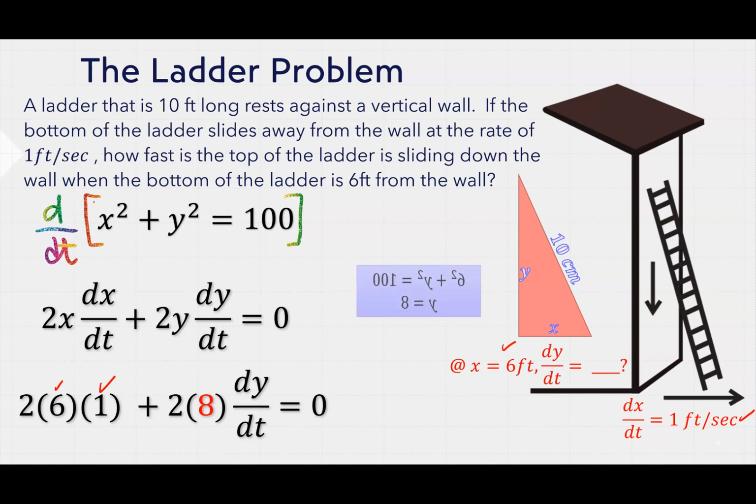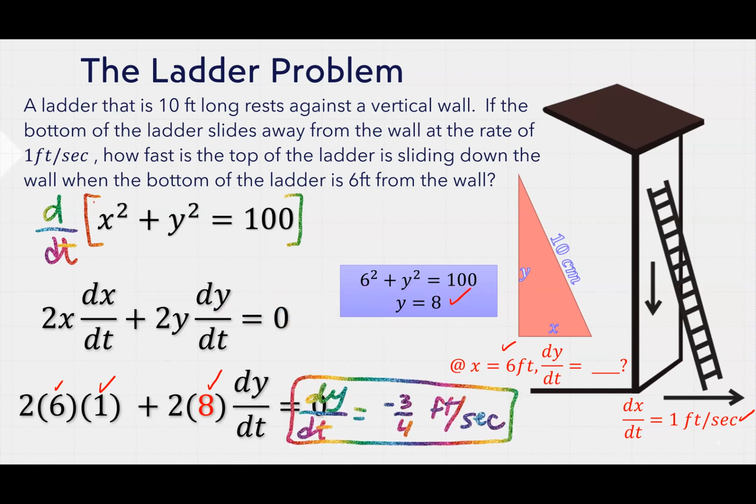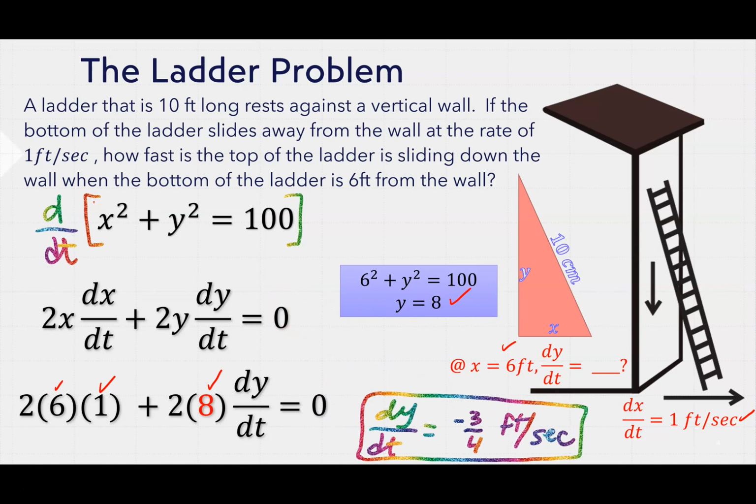Well, when x is 6, 6 squared plus y squared equals 100. 6 squared is 36. 100 minus 36 is 64. Square root of 64 is 8. So y is equal to 8. With that information, we will go ahead and solve for dy/dx. 2 times 6 is 12. 2 times 8 is 16. Minus 12 divided by 16. Reduce. dy/dx is going to be negative 3 over 4 foot per second.